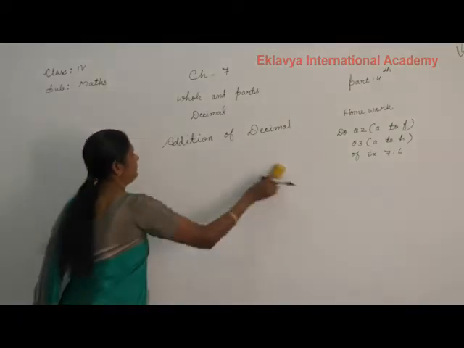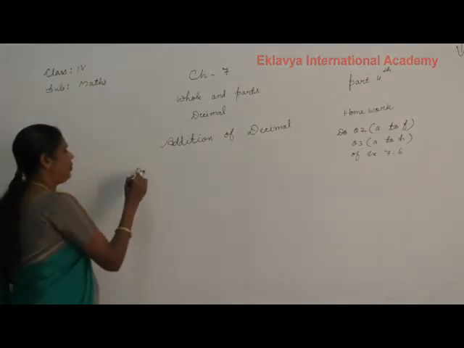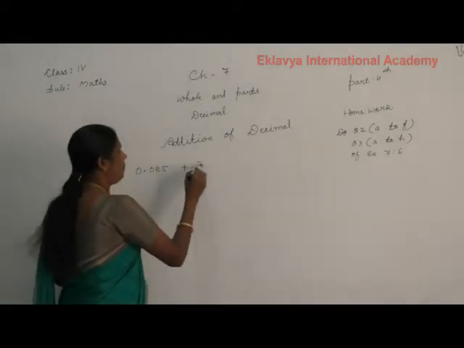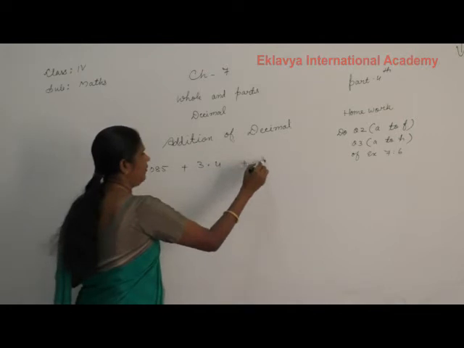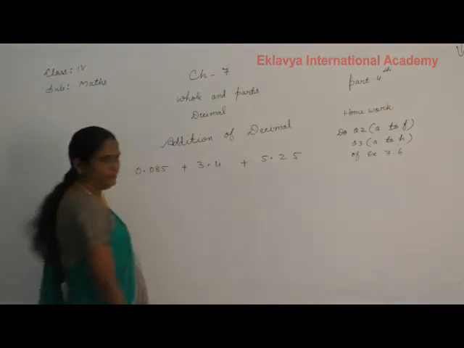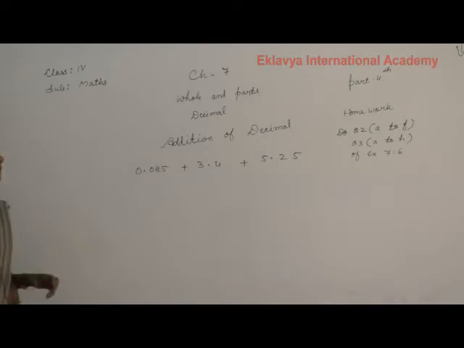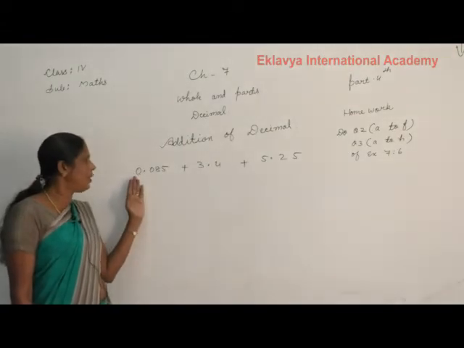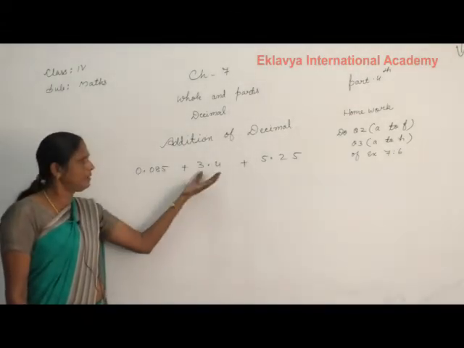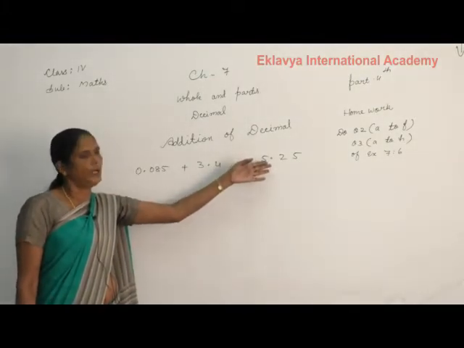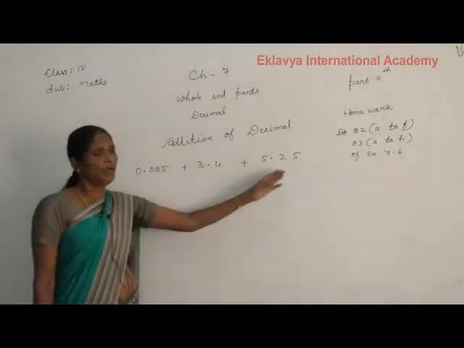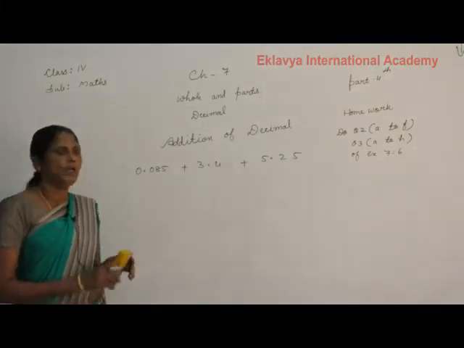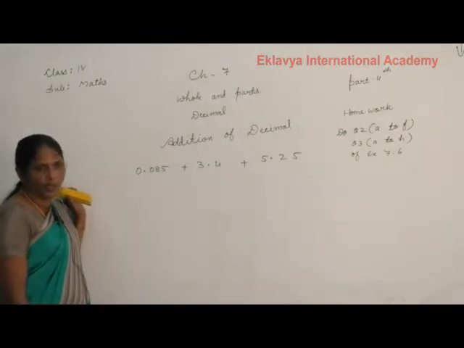Next question, 0.085 plus 3.4 plus 5.25. Look here, there are 3 decimal numbers. First the whole number is 0, second 3.4, then 5.25. All of these are unlike decimal numbers. First you arrange these numbers in column form.